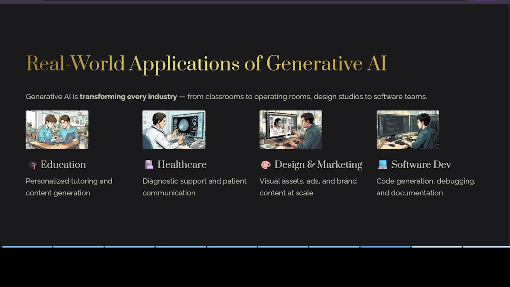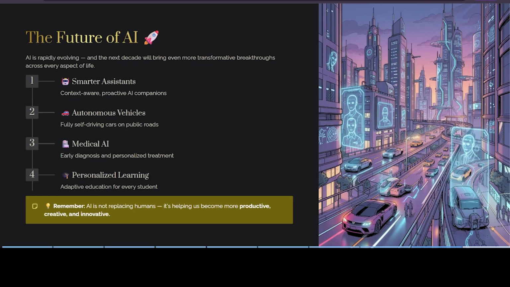Next we are going to see the future of AI. Artificial intelligence is evolving very rapidly. The coming years will bring even more exciting innovations, right? Yes, like smarter AI assistants. That means future assistants will understand your habits, preferences, and context more naturally, right?